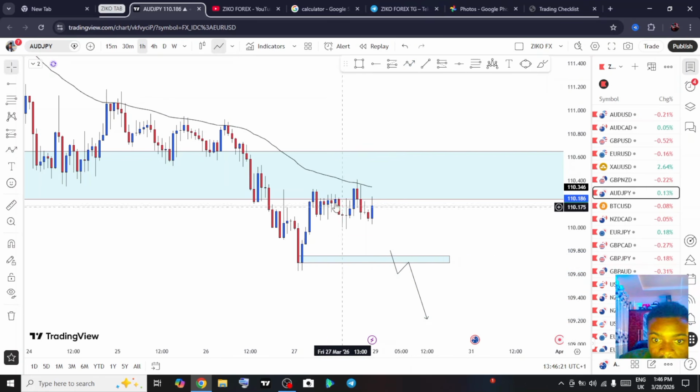I'm not really sure if I'm liking it for this week. Again, market structure was bearish because of this high and this low. It broke above this high, making this the new higher high.